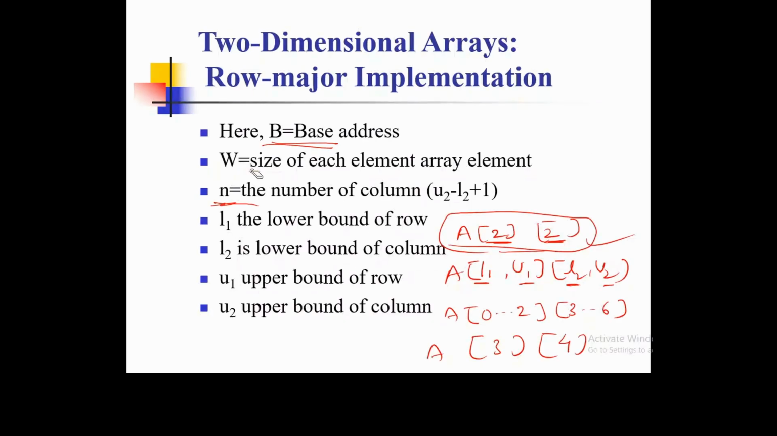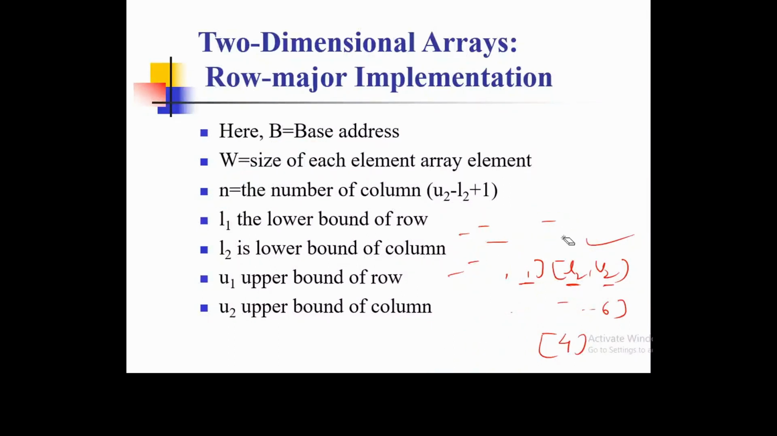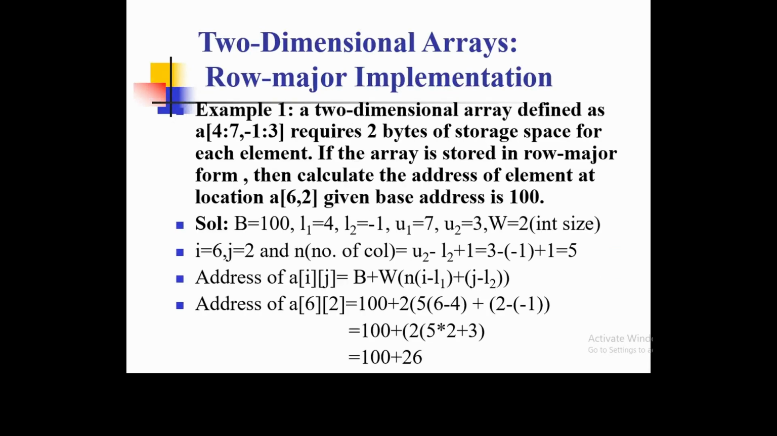So let's take some examples so that it will be clear to all how, when we are given a question, we can calculate the address of the element in that particular array. A two-dimensional array is defined like this: A of 4 to 7, comma, minus 1 to 3. So this is the first dimension and this is the second dimension. Here the lower bound of the row is 4 and the upper bound is 7, so its range is 4 to 7, and the range of the second dimension is minus 1 to 3. Okay, so this is the array.